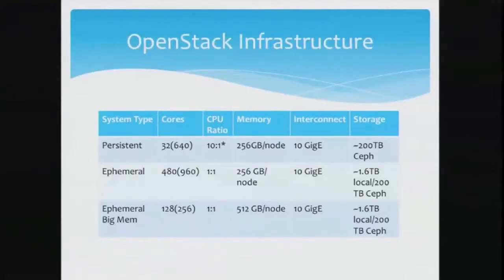So for the small memory, relatively speaking, nodes, we have 30 of those with 480 cores, and then once you enable the hyperthreading, that puts it up to 960 virtual CPUs. And then again, we have the big memory nodes. Currently, we have 8 of those nodes, so we have 256 virtual CPUs available for user jobs.